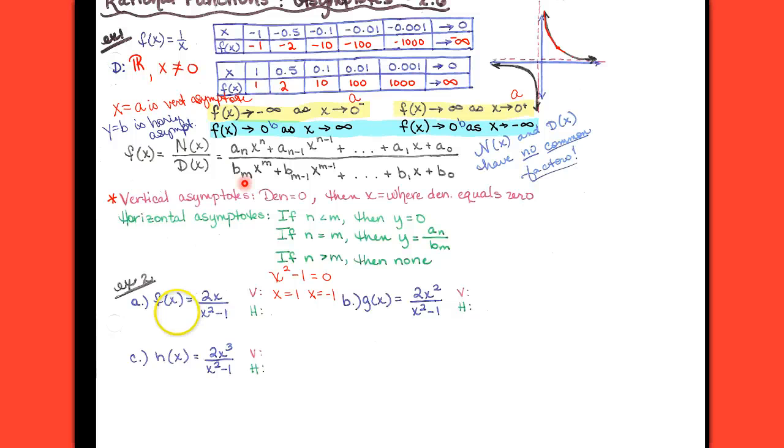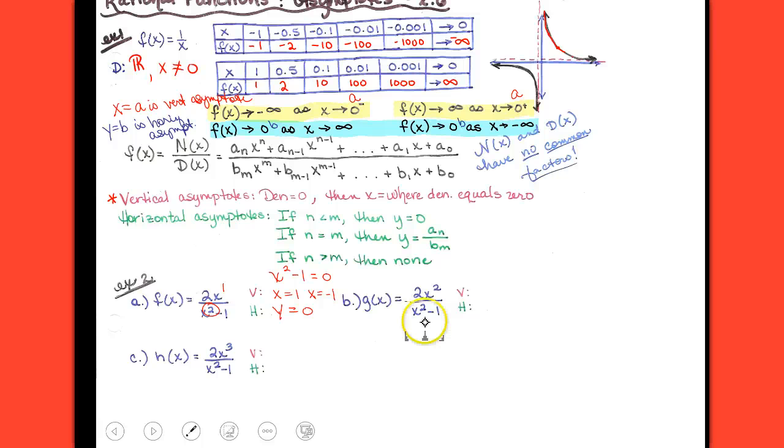Going back to this example, if they ask me to find my horizontal asymptote, I need to look at the degree of the numerator and the degree of the denominator. What's the degree of my numerator? 1. What's the degree of my denominator? 2. So when the degree of the numerator is less than the degree of the denominator, do I have a horizontal asymptote? Yes. What is it? Y equals 0. Yes. All right, look at the next one.